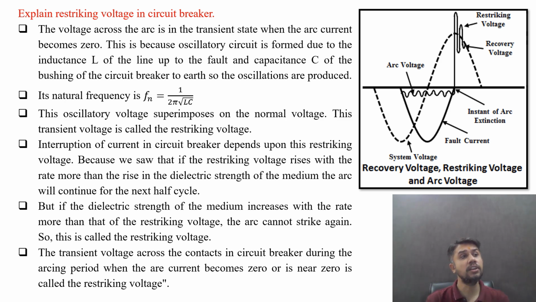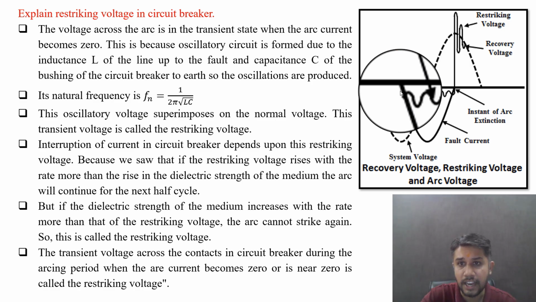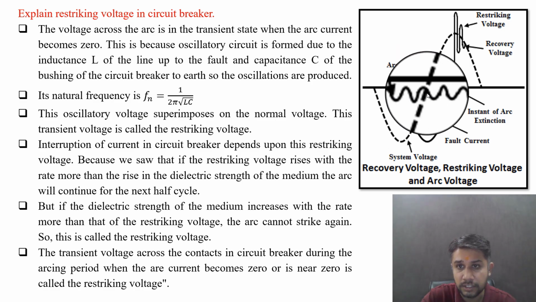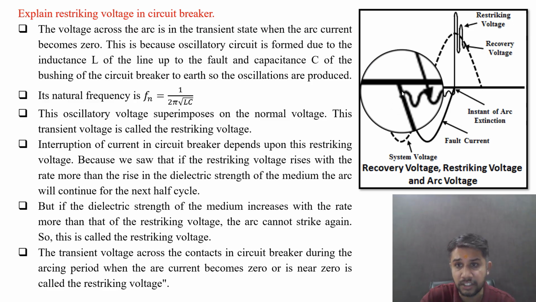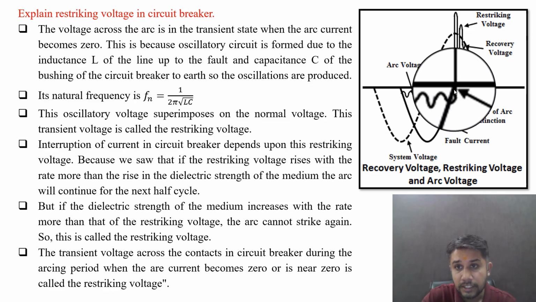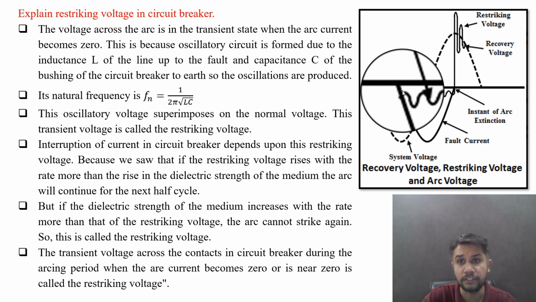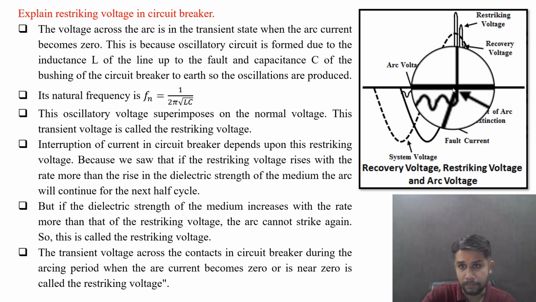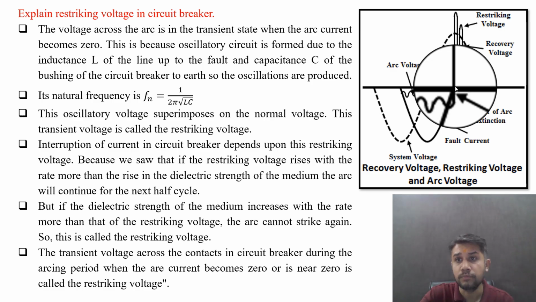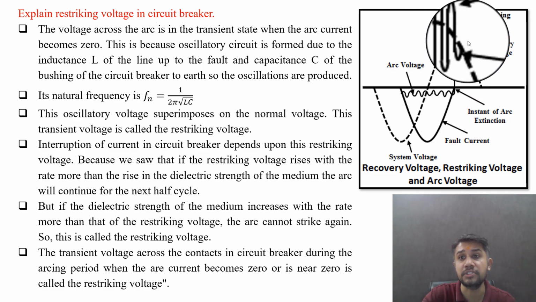The natural frequency is f_n equals 1 upon 2 pi root LC, the series resonance natural frequency. This oscillatory voltage superimposes on the normal voltage. This transient voltage is called the restriking voltage. You can visualize in this figure, this is the arc voltage, which is in phase with the fault current, both being in the same phase because of the inductive nature. When the current goes to zero, this is the restriking voltage.